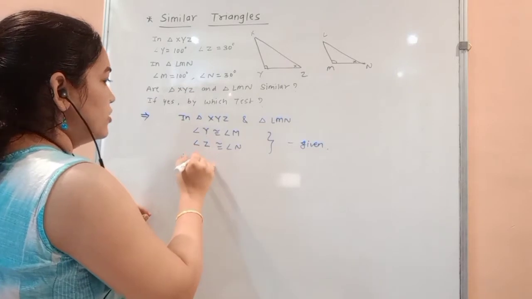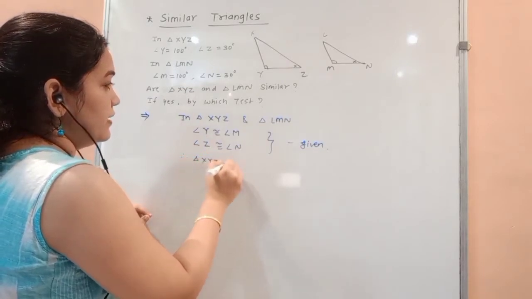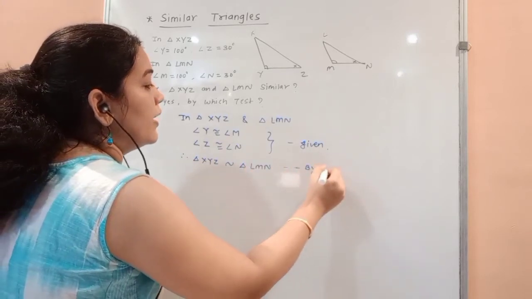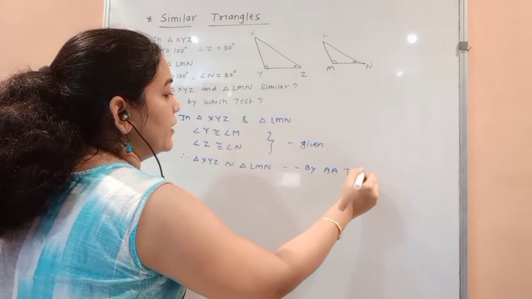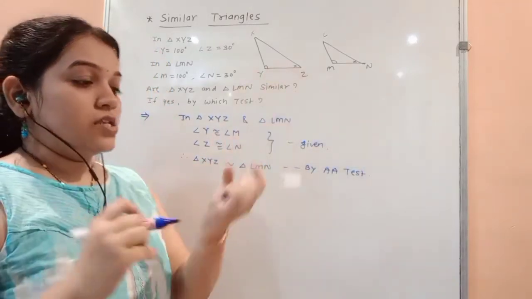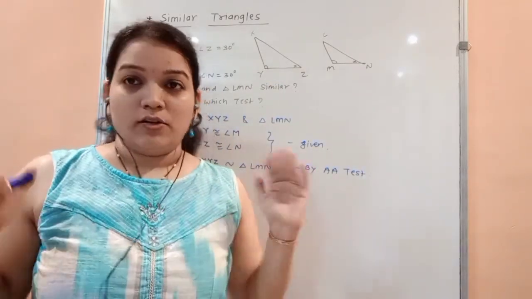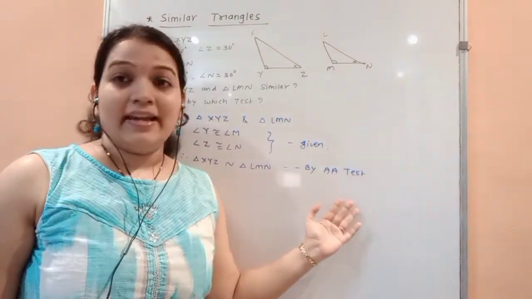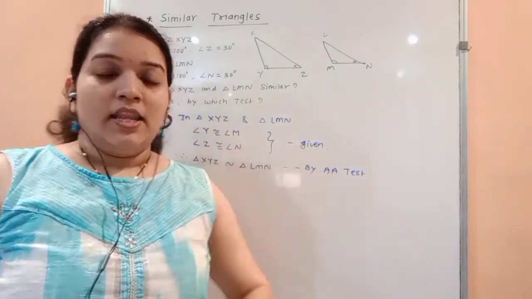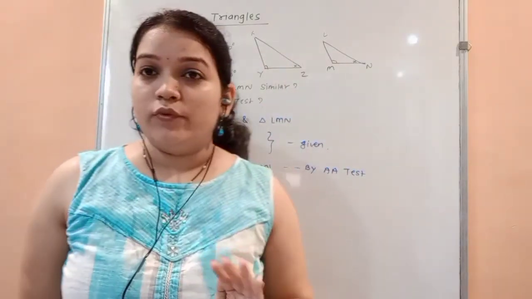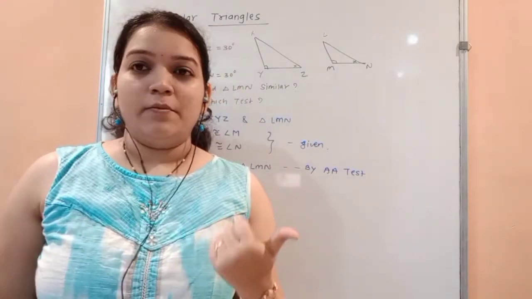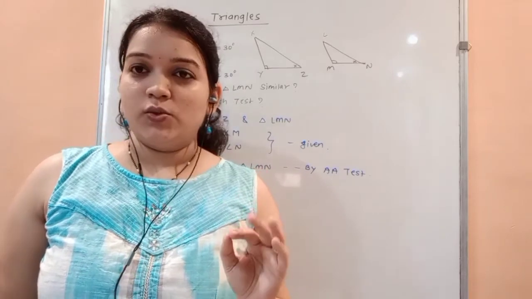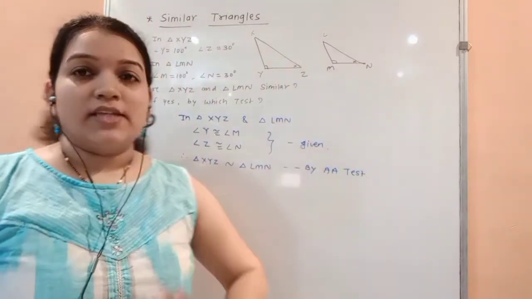So therefore triangle XYZ is similar to triangle LMN by which test? By AA test of similarity. If two angles of given triangles are congruent to each other, then we can say the two triangles are similar. By which test? By AA test, angle test. Likewise, you can solve such type of question in which tests may be different. It may be AAA, it may be AA, it may be SAS test. So likewise you have to solve this type of question.